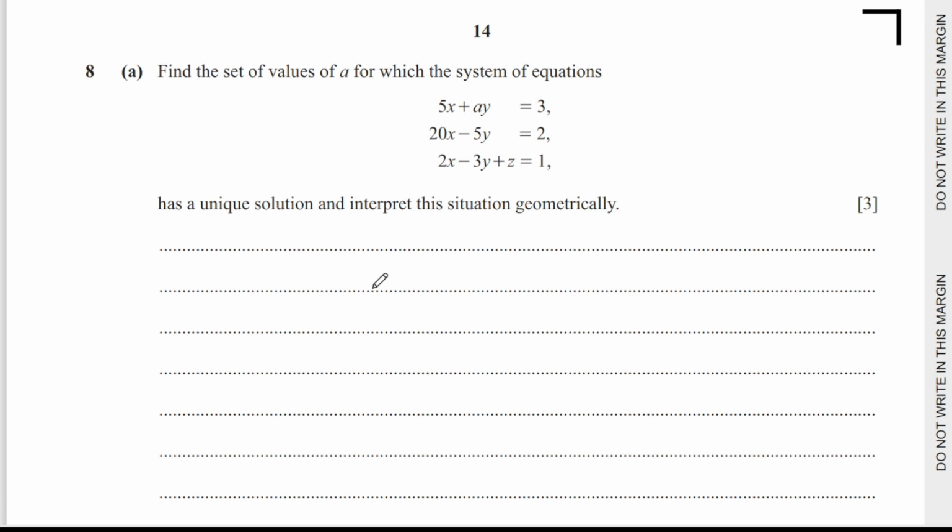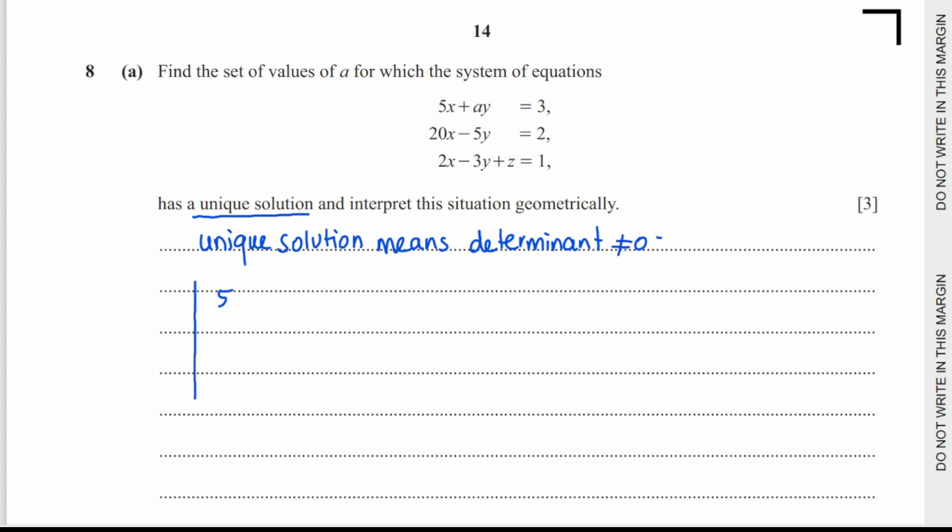a unique solution. Because this is a system of three linear equations, a unique solution exists when the determinant of the coefficient matrix is non-zero. So let's start by finding the determinant of the coefficient matrix. I first write down the coefficient matrix using the coefficients of x, y, z. I then evaluate the determinant.